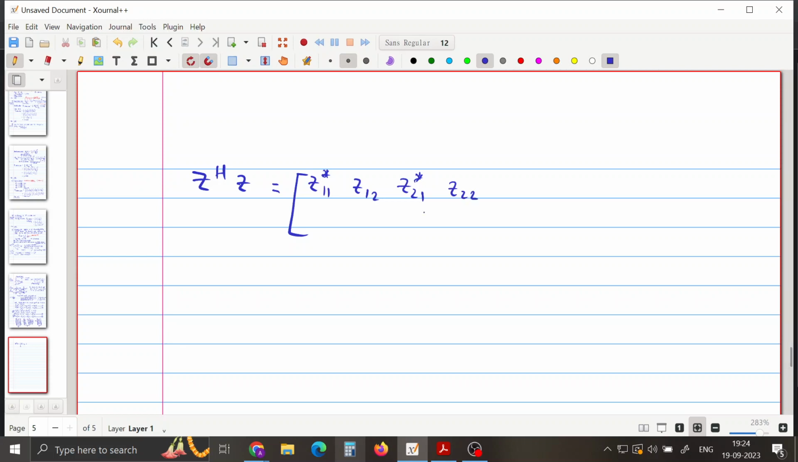I believe you can do all this, but I am still just writing the steps. And your Z would be like this. Z you already calculated in the previous slide, so I'm just writing it.